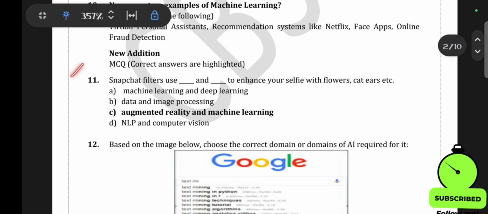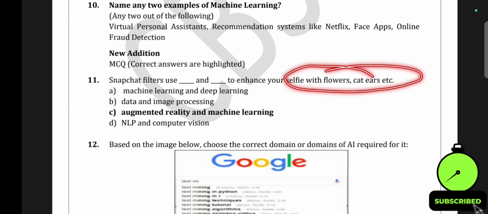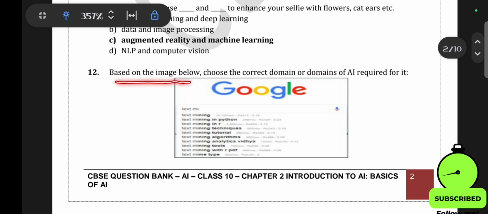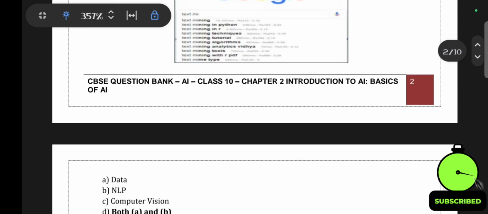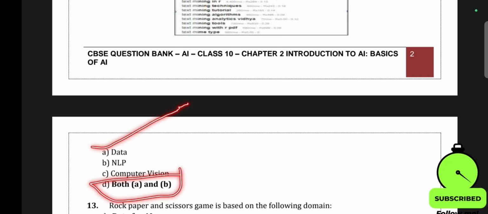Question 11. Snapchat filters use dash and dash to enhance your selfie with flowers, cat ears, etc. So they use augmented reality and machine learning to enhance your selfie with flowers, cat ears, etc. Based on the image below, choose the correct domain or domains of AI required for it. So the answer of this will be both A and B. Data, NLP.